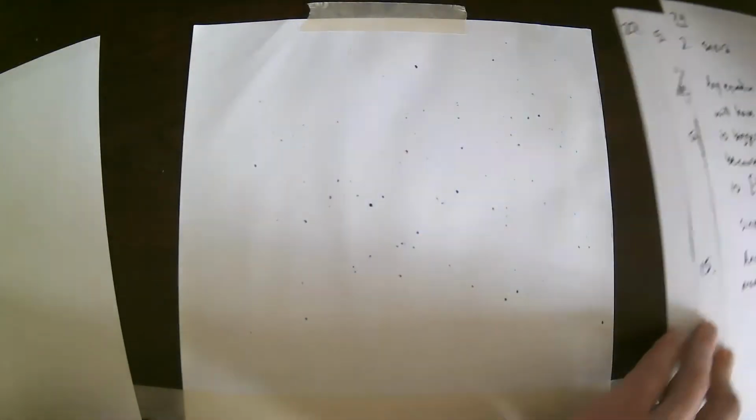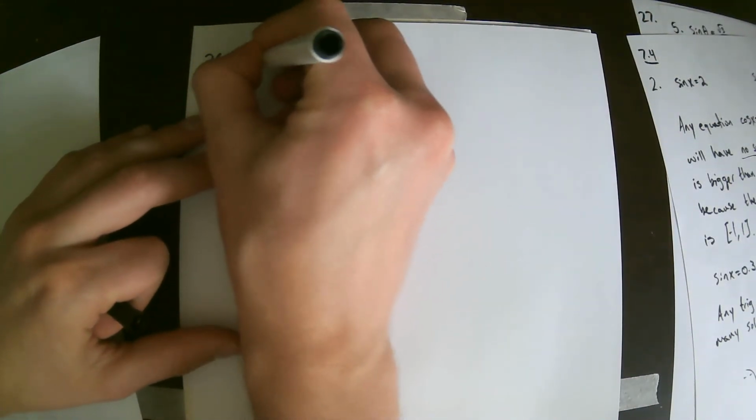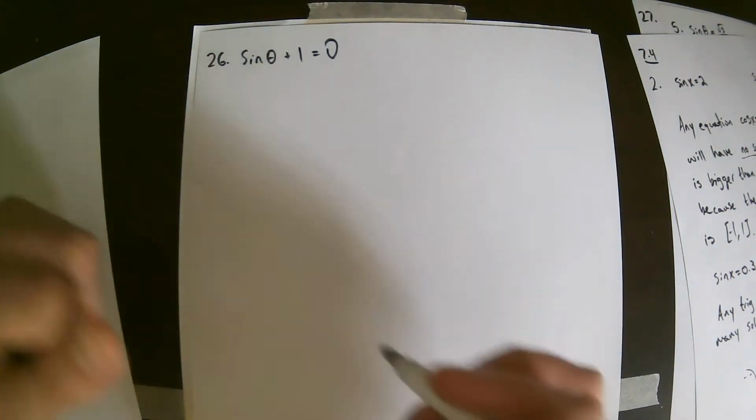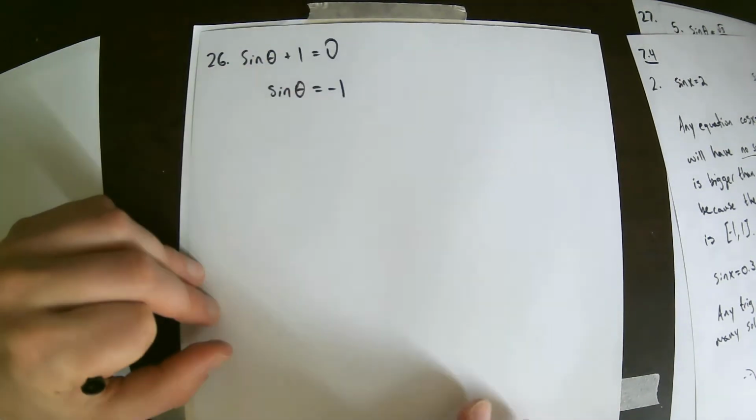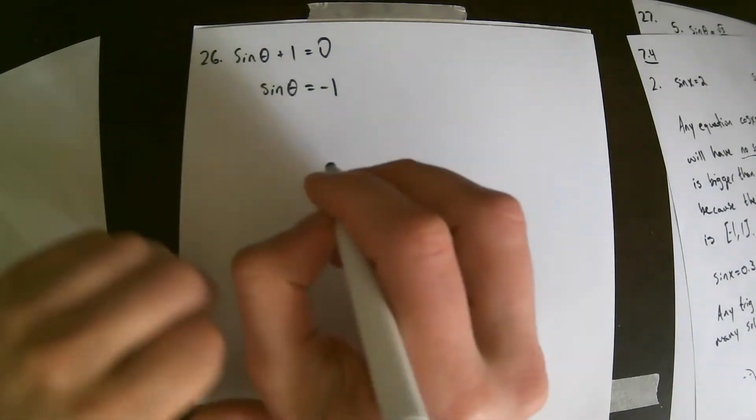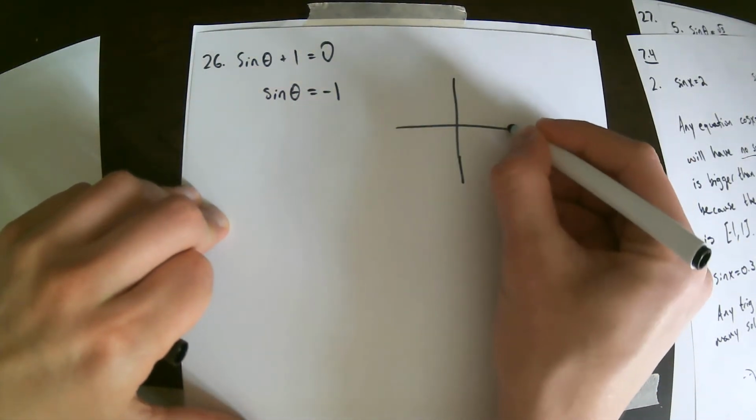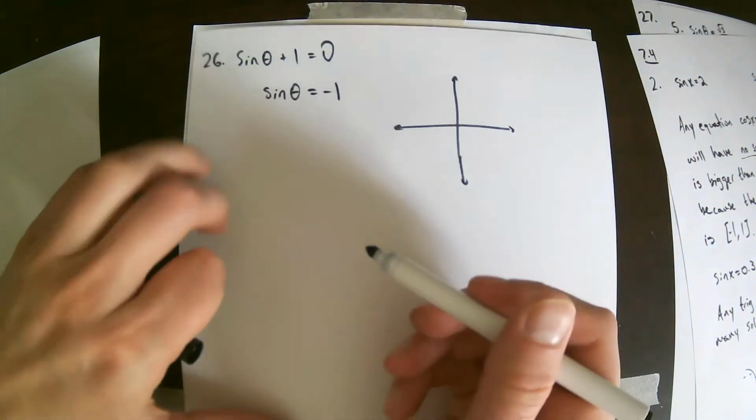26 is next. It says sine of theta plus 1 is equal to 0. So we need to solve for sine theta. So sine of theta is equal to -1. Now, where is sine of theta equal to -1? Is that a number on our unit circle, or are we going to need to use the inverse sine function?